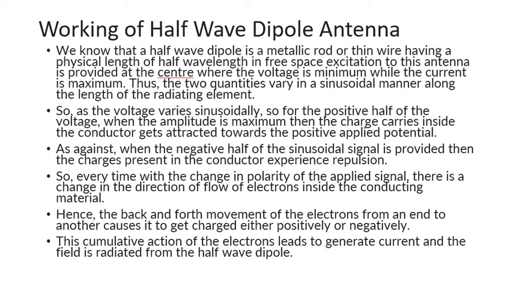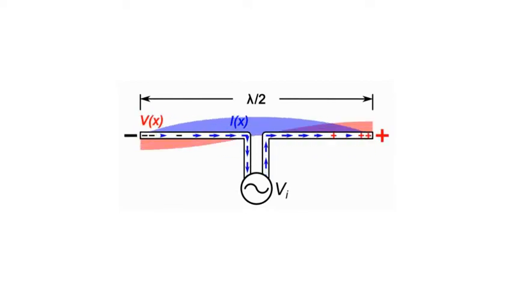As the voltage varies sinusoidally, for the positive half of the voltage the amplitude is maximum, and the charge carriers inside the conductor get attracted towards the positive applied voltage. Against that, when the negative half cycle of the sinusoidal voltage is provided, the charges present in the conductor experience repulsion, as we can see here. So every time the polarity of the applied signal changes, there is a change in the direction of flow of electrons inside the conducting wire. We can see the flow of electrons in this conducting wire.